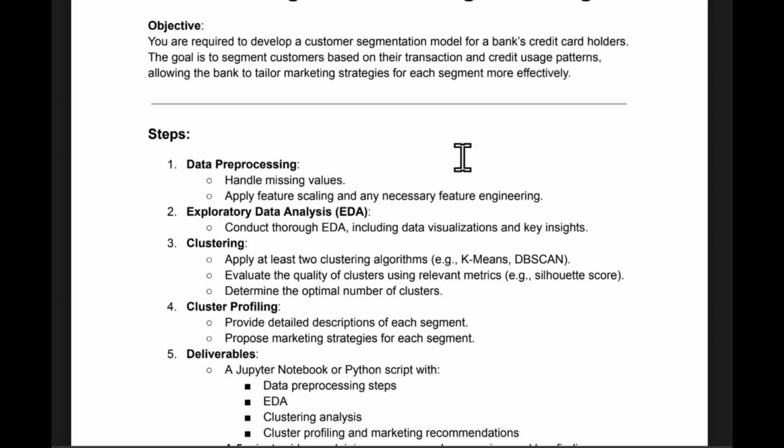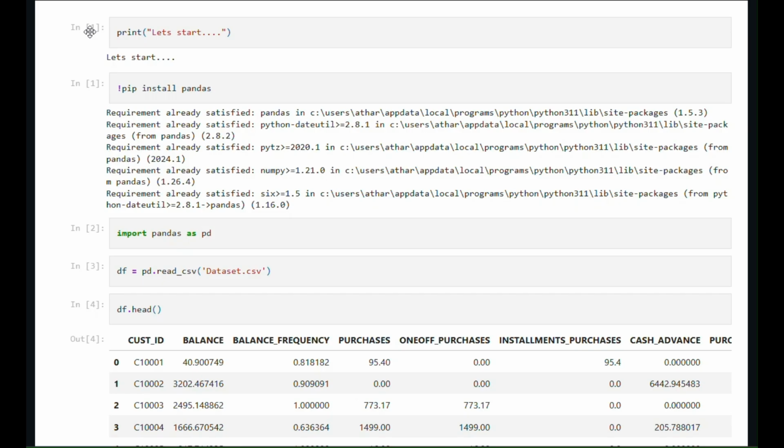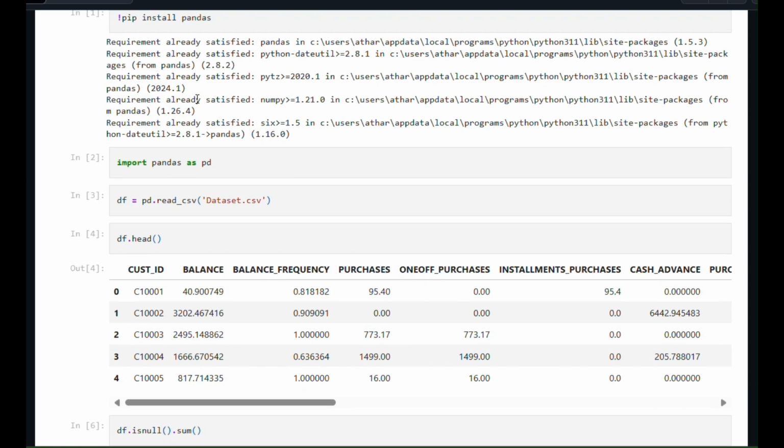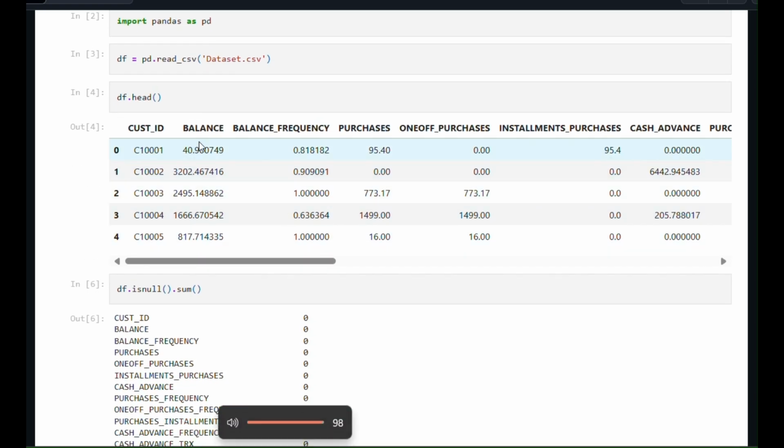Let us go straight to our GitHub repo to understand how we approached the problem. Let us first start by installing our essential libraries such as Pandas to read the CSV file we are given. Let us check if we have successfully imported the CSV file. Looking at the header, it is clear that the CSV file is imported successfully.